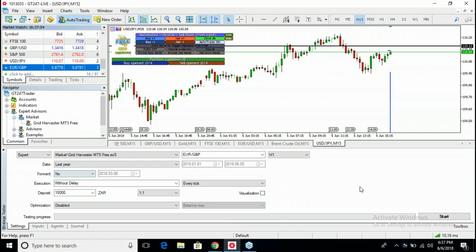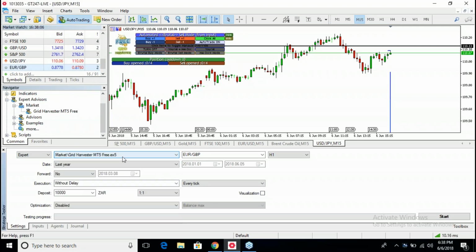So just to run you through that, I did it rather quickly, but you could drag any expert advisor from the navigator onto the strategy tester, or select it from this drop-down menu. You can then select the symbol you want to test it on, and then the time frame. I'm specifically going to look at the Grid Harvester over the Euro GBP on the half hour time frame, and backtest it to see what the result was from the beginning of the year. I've got everything there with 10,000 Rand. I put on the visualization because I want to see how it buys and sells.